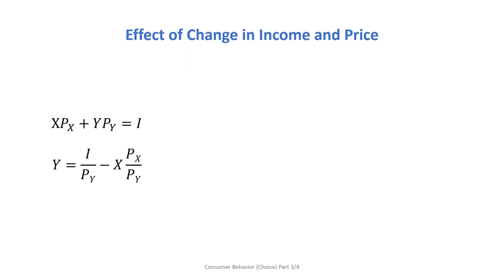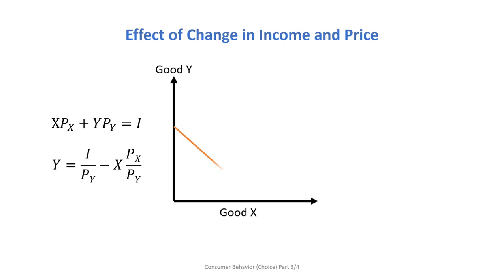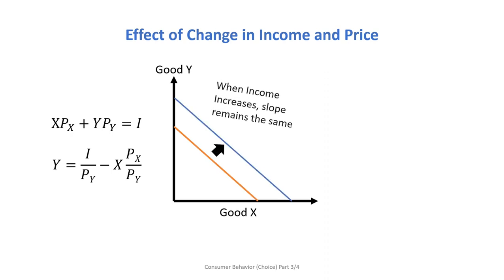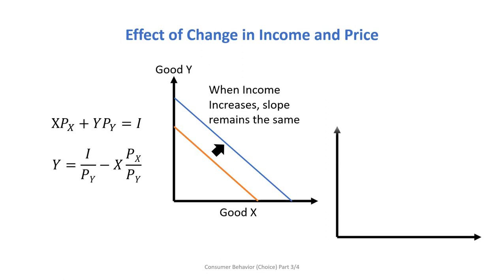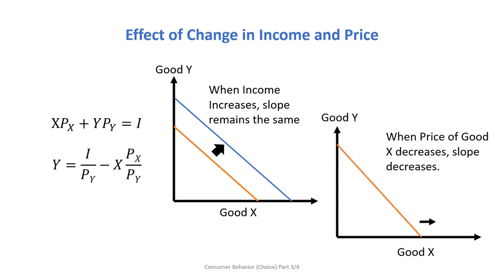First, let's revise what happens when there is a change in income or a change in price. When income increases, it enables the consumer to purchase more of both goods. So this is represented on the graph by the shift of the budget line. However, when the price of a commodity decreases, the slope changes. It enables the consumer to purchase a greater maximum quantity of that good.